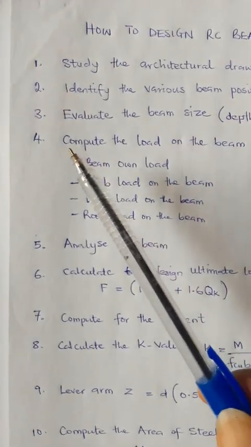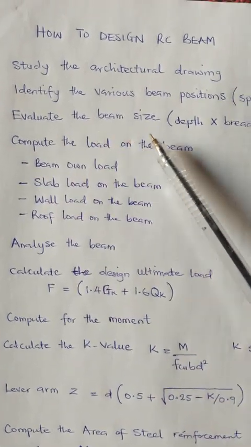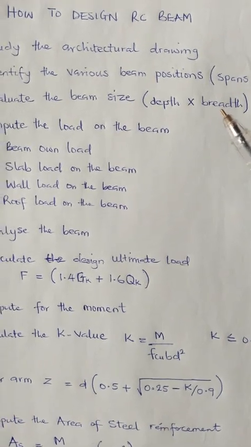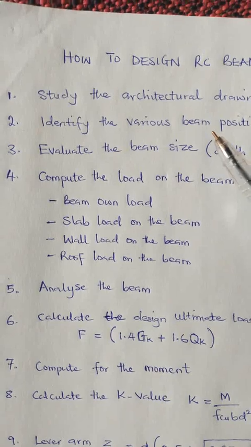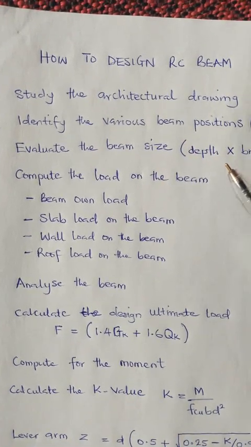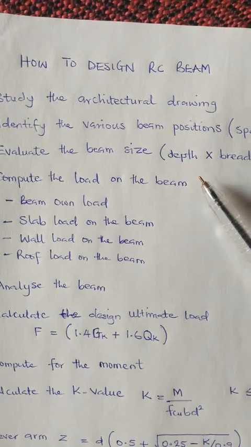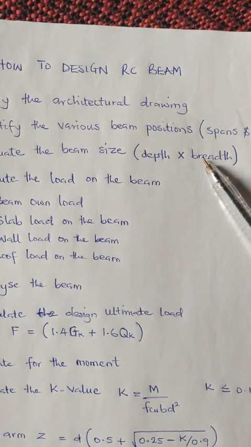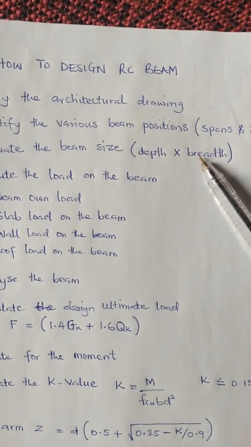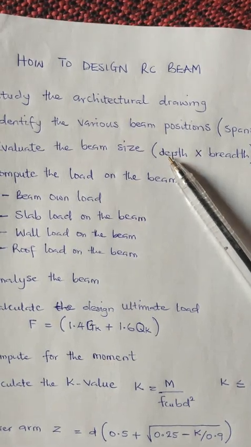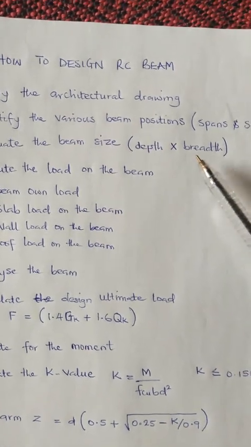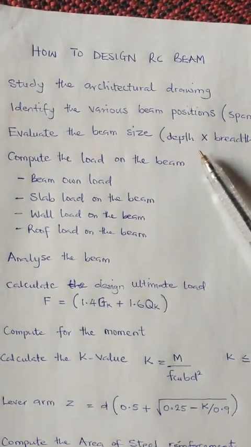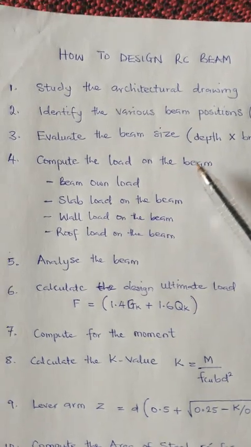Then the next thing you're going to do is to evaluate the beam size. You have to choose the depth of beam as well as the breadth of beam you intend to use for that particular beam design. So you can choose maybe 450 millimeter depth, 225 millimeter breadth. Or you can decide to choose 300 millimeter depth, 225 millimeter breadth. It depends on the section you want to make for the beam.